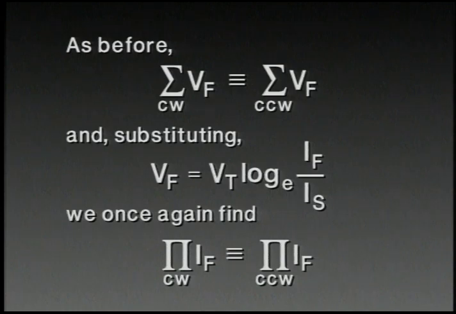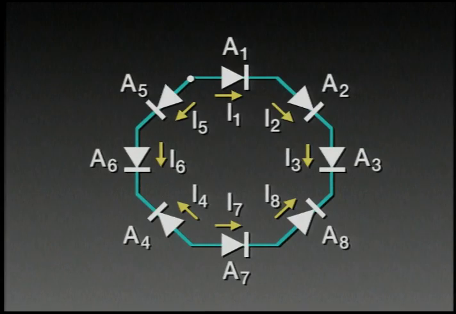If we sum the voltages in the clockwise direction and equate them to the sum of the voltages in the counterclockwise direction, and then substitute the logarithmic form for those voltages, we now find in very general terms that the product of clockwise currents is identical to the product of counterclockwise currents. Now I should perhaps adjust that statement a little bit because it really isn't quite true. In practice, those junctions may have slightly differing areas and therefore slightly different I sub s. And we need to account for that in a more general analysis of a translinear loop.